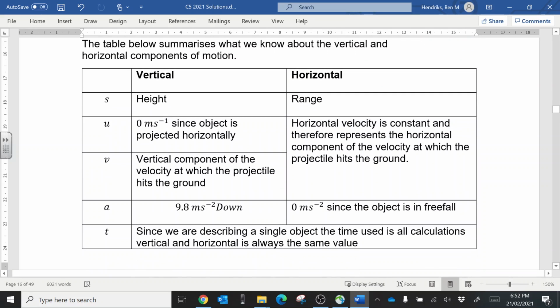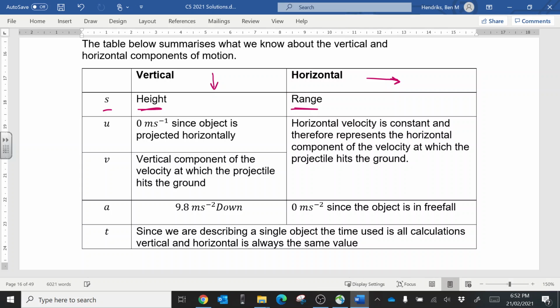And we have some properties of the vertical and horizontal motion. Vertical is downwards, and horizontal is crossways. The displacement is called the height for the vertical, and range in the horizontal. For vertical, the initial velocity is always 0 meters per second, and our final velocity is the vertical component at which the projectile hits the ground. So it's going to be downwards.